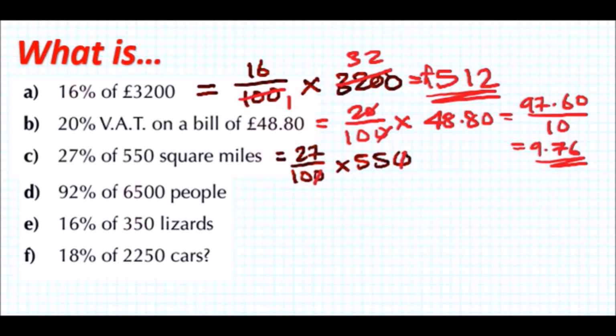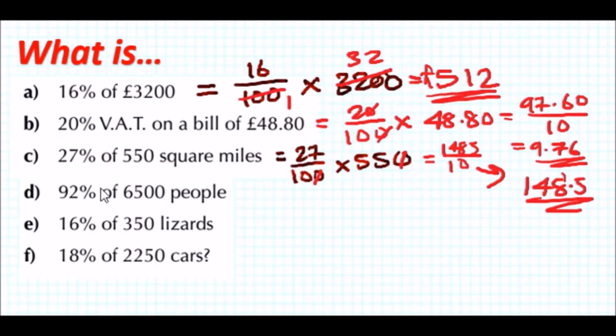So doing your long multiplication, you should get something like 1,485 all over 10. And now because you divide by 10, the decimal place moves, so it's going to be 148.5. That's it. So 148.5. All right, well done. Okay, so I'm running out of space, so let's look at part D.